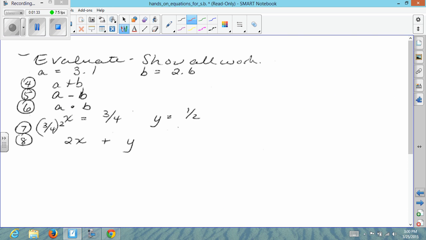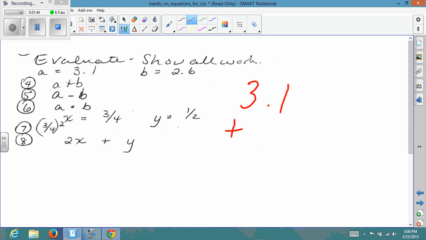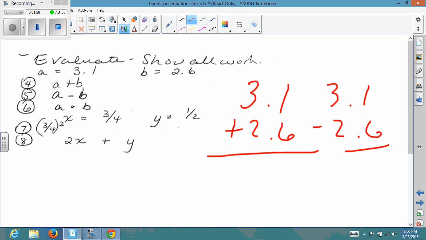All right, so it says evaluate. This means you're going to take the numbers that you've been given and substitute them into the expression. So instead of saying a plus b, I'm going to say 3.1 plus 2.6. Remember, when you're adding, you line up your decimal points and you just go ahead and add. Subtraction, same thing, 3.1 minus 2.6. So you're going to go ahead and do that one.